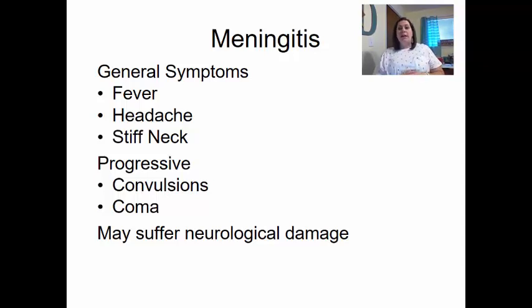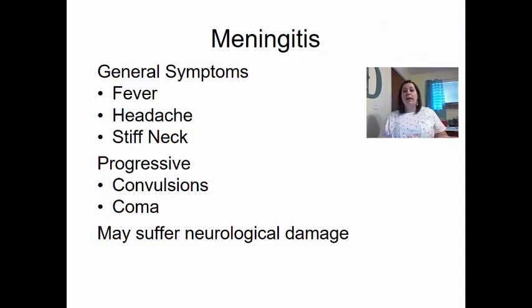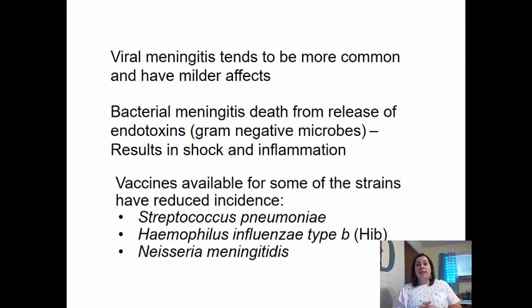It can progress, though, to more severe things like convulsions and then a coma. When we get to this point of the convulsions and the coma, they could suffer from neurological damage or even death. Now, there are different types of meningitis. There is viral meningitis, which tends to be more common, but it is also going to be milder in its effects. Bacterial meningitis is a little more severe.